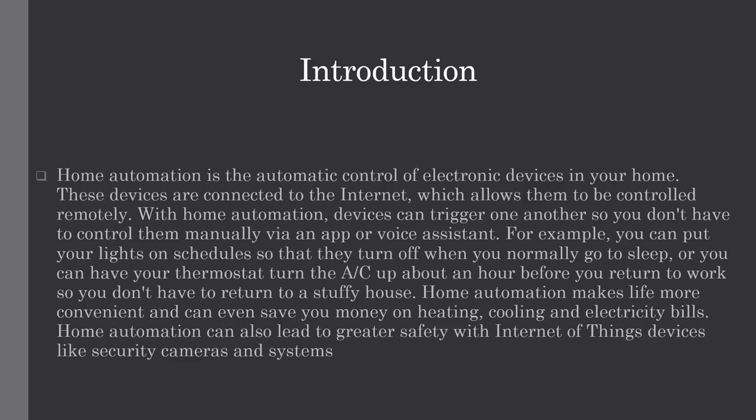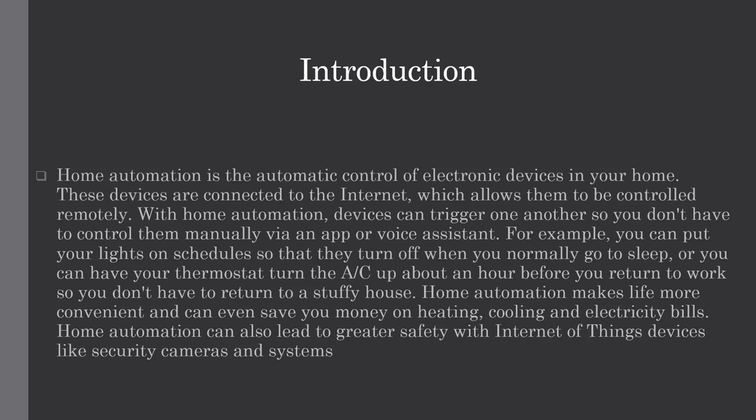Home automation is the automatic control of electrical devices in your home. These devices are connected to the internet, which allows them to be controlled remotely. With home automation, devices can trigger one another, so you don't have to control them manually via an app or voice assistant. For example, you can put your lights on schedules so that they turn off when you normally go to sleep, or you can have your thermostat turn the AC up about an hour before you return from work, so you don't have to return to a stuffy house.